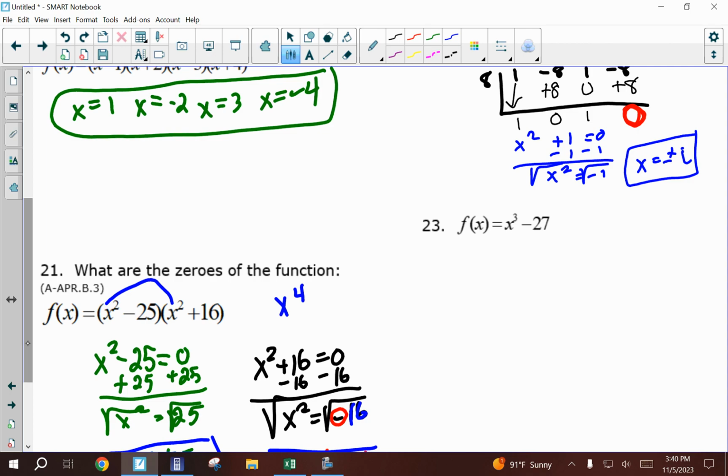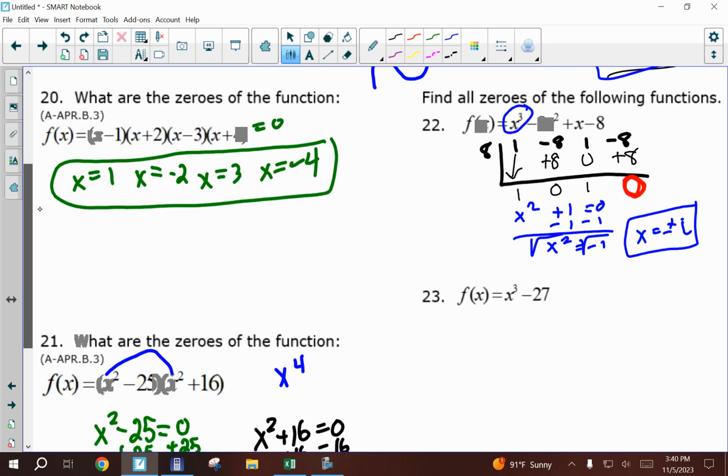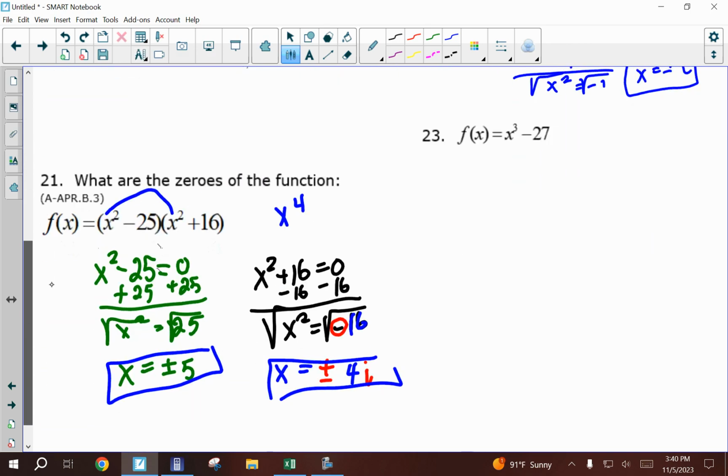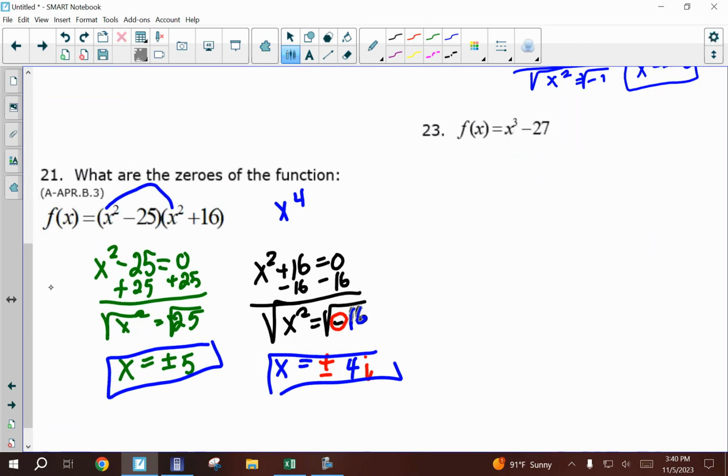Okay, next question is, what is this? 23, find all the zeros of the following functions. So this guy right here, how can we do this one? This one is a cubes problem. So we can actually factor this one. I know it's a cubes because it's got 2 of them, and this is a cube, which can be cube rooted, and so can 27.